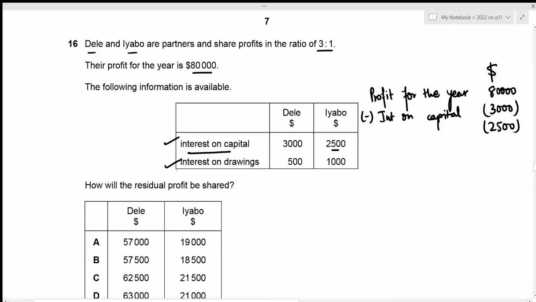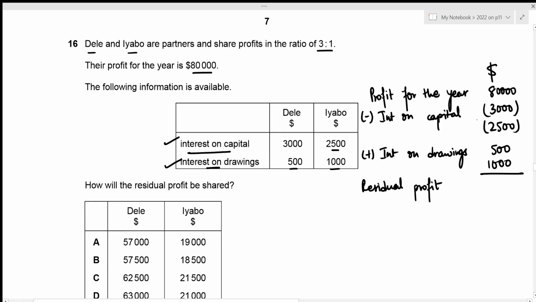Then the next one is interest on drawings, and interest on drawings is something that is paid by the partners to the partnership, which means that this amount will increase our residual profit. So that's plus interest on drawings, and that's 500 for Dele and 1,000 for Iabo. Okay, we do not have any sort of salaries, so this concludes our appropriation account. We can now figure out the residual profit.